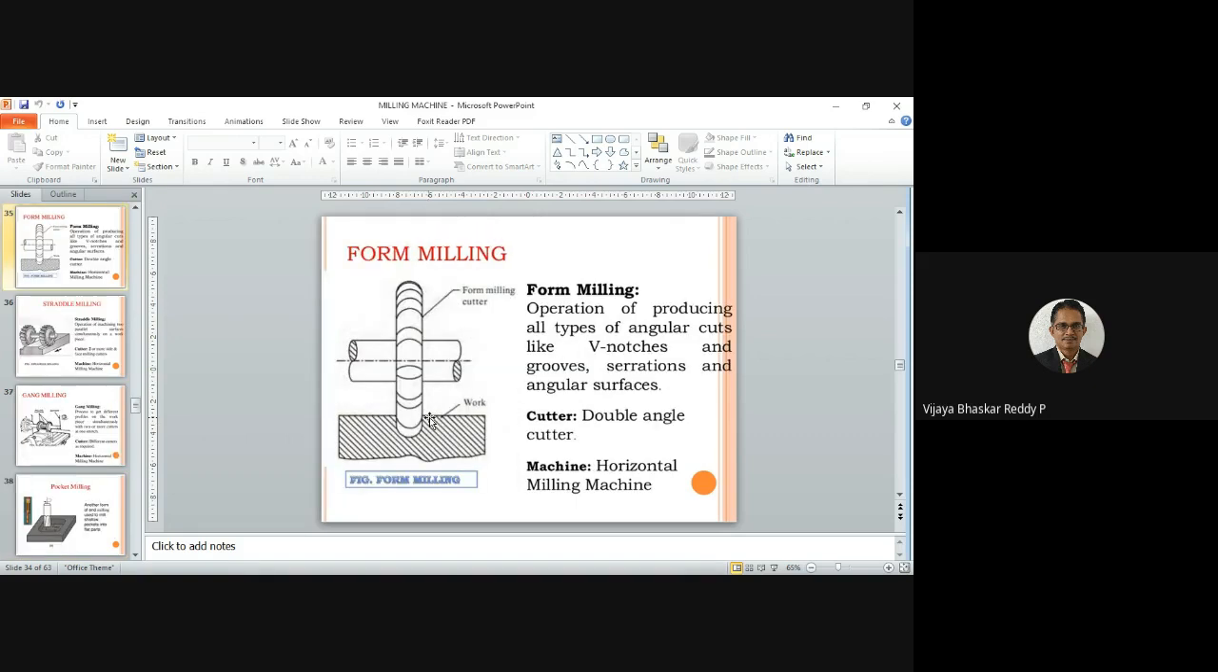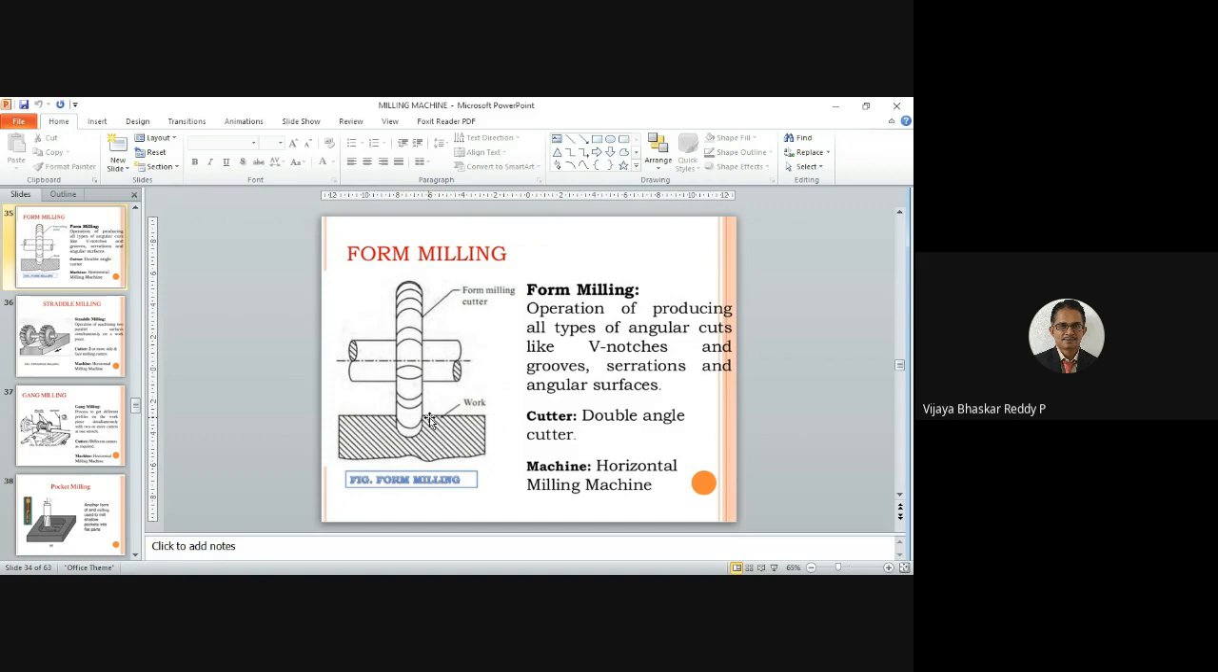And form milling. Form milling means the irregular shapes that we need to produce. Sometimes we need an elliptical shape, sometimes a semicircle shape, and sometimes different grooves we need to cut. For producing angular cuts like V notches, grooves, serrations, angular surfaces, and curved surfaces, we can use a double angle cutter or curved shape cutters that we call form cutters.